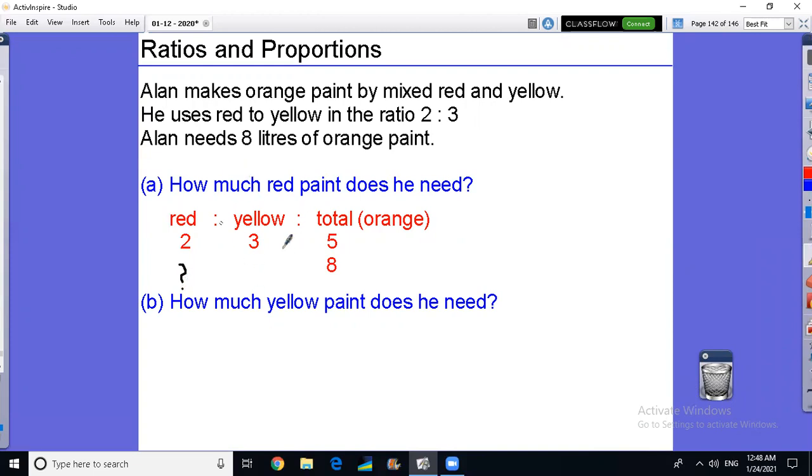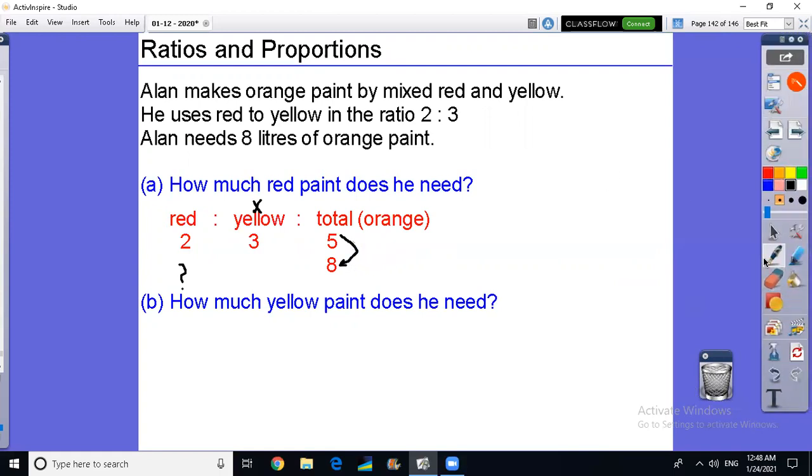The yellow: is there anything right now about the yellow? No, so we put a cross above it. That means we need to completely ignore this column for now. So how are we going to find it? Oh, mister, the easy way. Let's see what happened to the 5 to become 8? That's going to be a little bit complicated, mister, so let's not use this way.